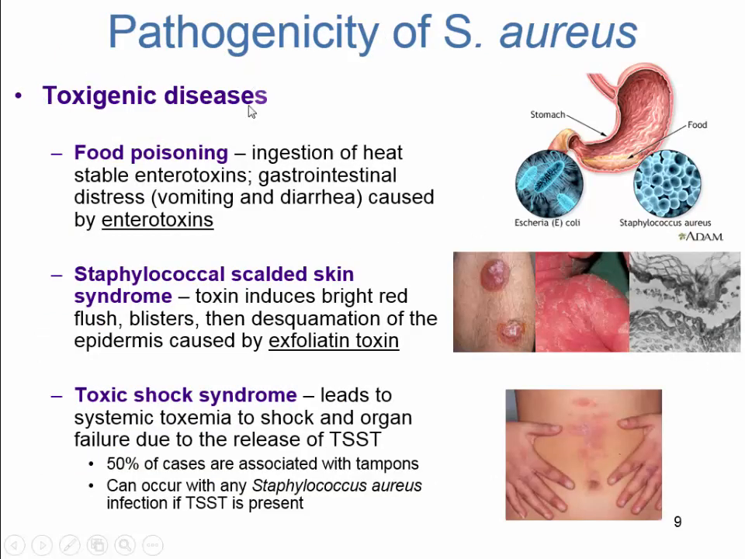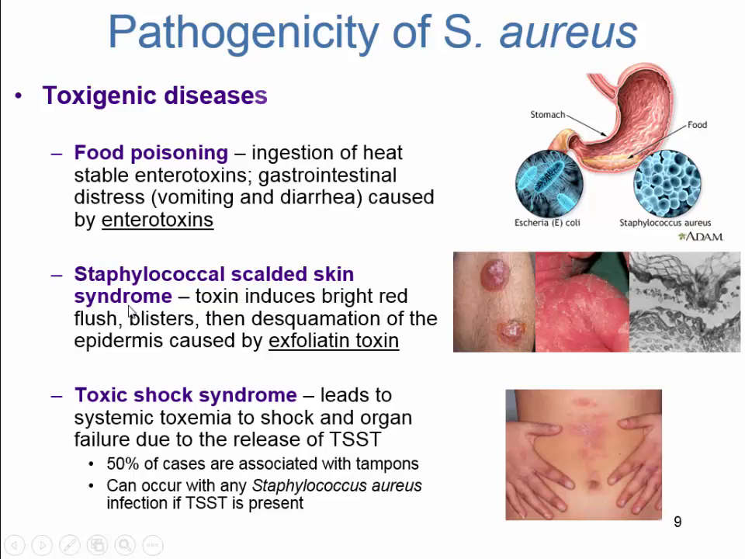So the toxigenic diseases that you should consider are that of food poisoning. Food poisoning is due to the stable enterotoxins resulting in GI distress, vomiting, and diarrhea. And so the enterotoxins, when they are in the stomach or gastrointestinal tract, are released after colonization, which then causes the damage.